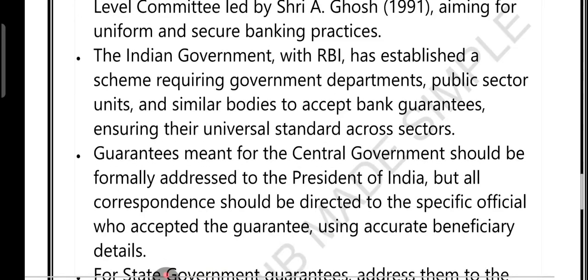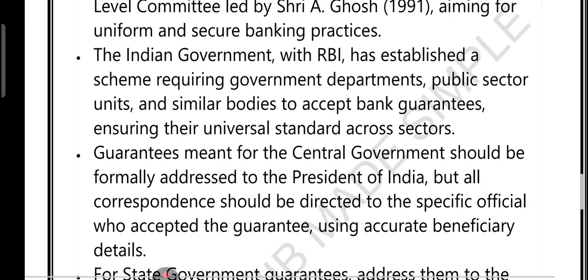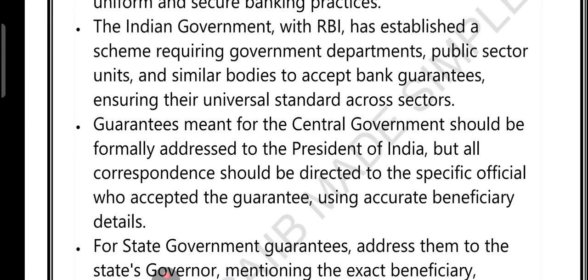Now central government guarantee. If a guarantee is for a central government department, it should be formally addressed to the President of India. But any communication should go to the actual beneficiary official who accepted the guarantee. If it is a state government guarantee, you should address it to the governor of the state. Always mention the exact department, beneficiary name and the purpose in your documentation.